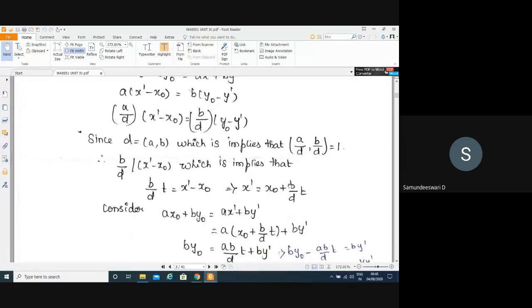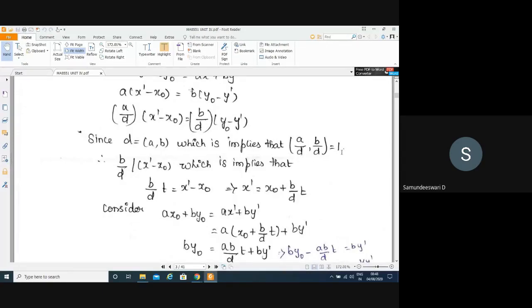Already we know that d is the GCD of a comma b. And we know one result: the GCD of a by d comma b by d equals 1. If you divide a and b by d and then take the GCD, the GCD of a by d comma b by d is equal to 1. I think all of you know this result, right?